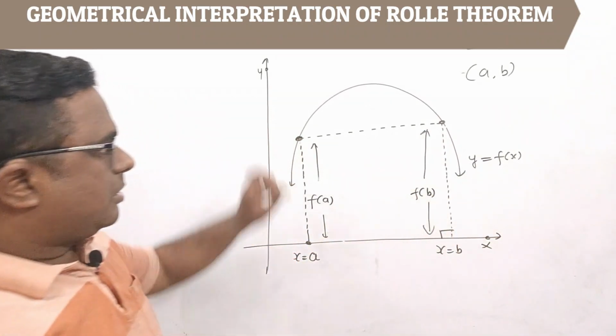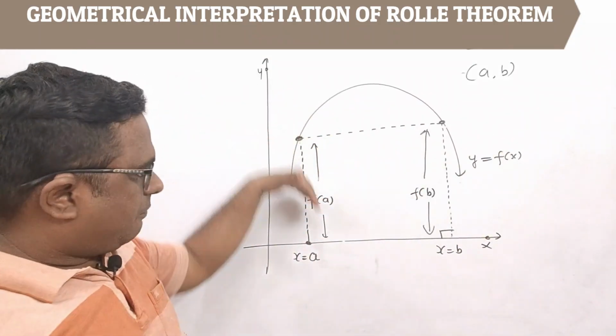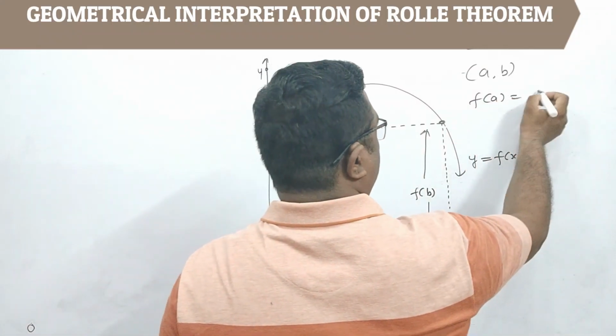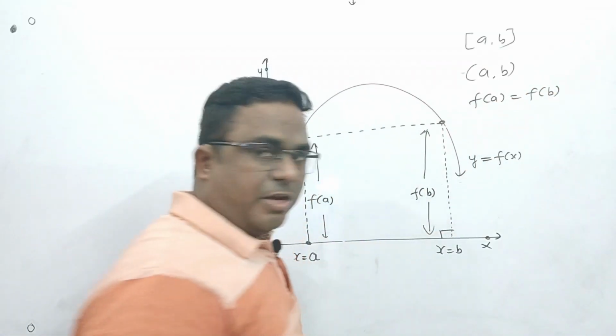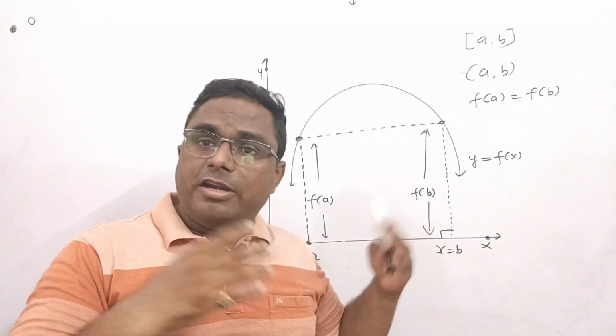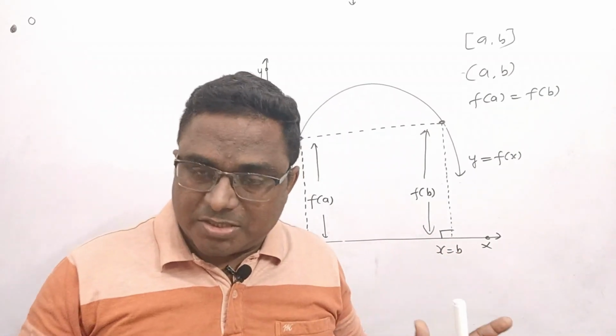You must remember that I took this point and this point on the same level. It means f(a) is equal to f(b). So our third condition of Rolle has been satisfied, that f(a) equal to f(b). So I have made a diagram here in which all the three conditions of Rolle are satisfied.